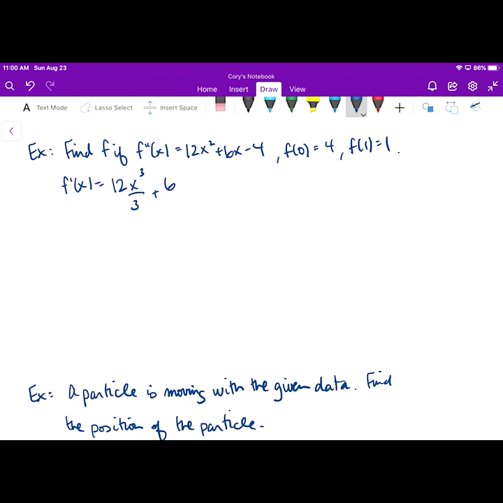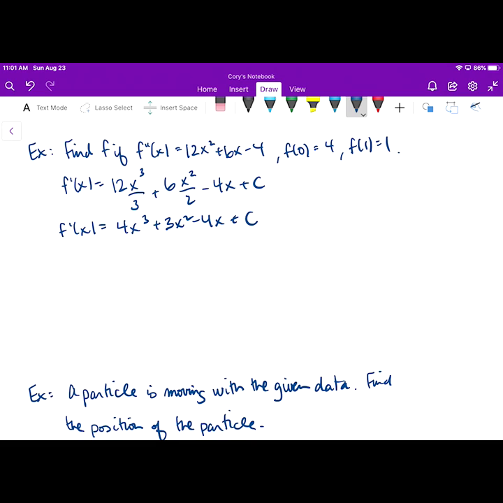Plus, I can take 6 out front. Antiderivative of x is x squared over 2. Minus the antiderivative of 4 is 4x. And then to that, we're going to add the constant c. Okay, so I just want to go through and simplify this. So 12 divided by 3 is 4x cubed. 6 divided by 2 is 3x squared minus 4x plus c.